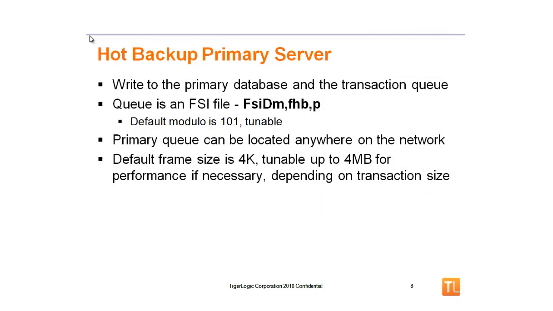On the primary machine, as I said, you're writing to the transaction queue. The queue is actually an FSI file. Its default modulo is specified when you set up Windows Hot Backup, and we'll talk about that a little bit. But since it's an FSI file, it goes by the rules of FSI file architecture and location. It can reside anywhere on the network. By default, it sits on the primary machine, but you could locate that on a SAN. It could actually be on the secondary machine. Anything you can do with an FSI file, you can do with the queue, because that's all it is, an FSI file. You can also tune it for performance.